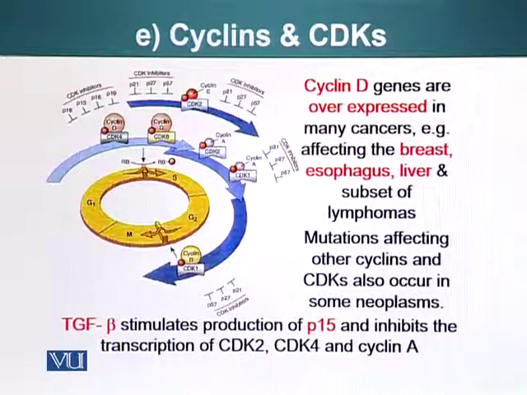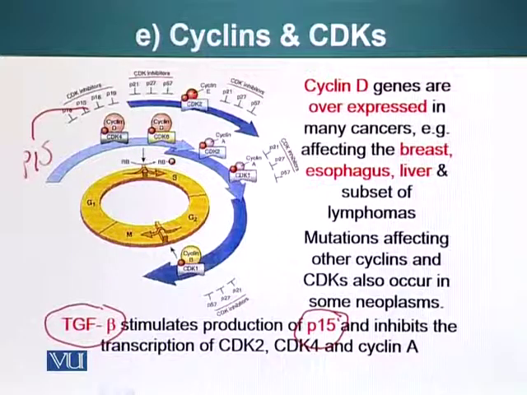TGF-beta, here I would also like to mention there are certain signaling molecules that tell the cell not to divide. TGF-beta, for example, is one of those molecules. It results in production of P15. P15 is right here. We have already talked about it. It results in production of P15, which inhibits the transcription of CDK2 and CDK4 and also cyclin A.